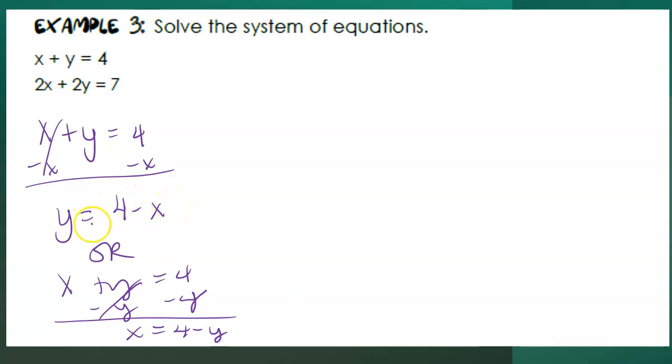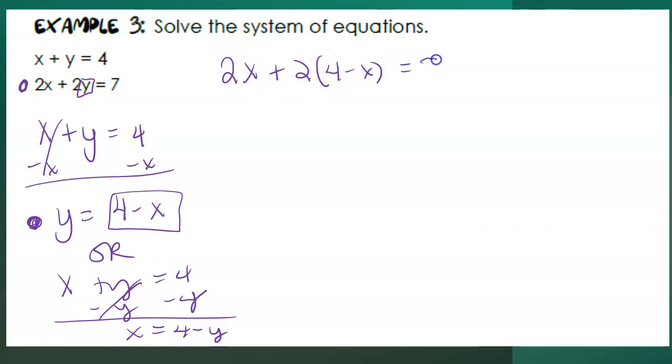So on mine, I'm going to choose to use y equals 4 minus x and plug it in for y. So I'm using this equation and this equation. Okay, so I'm going to have 2x plus 2y equals 7. 2x plus 2 times 4 is 8. And then 2 times negative x is minus 2x equals 7.